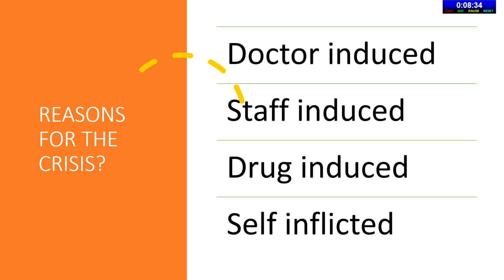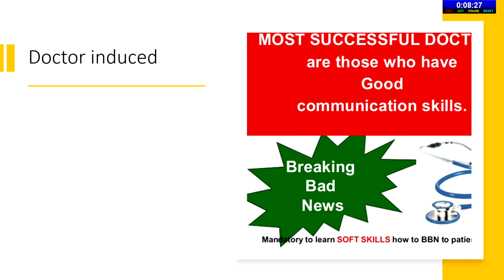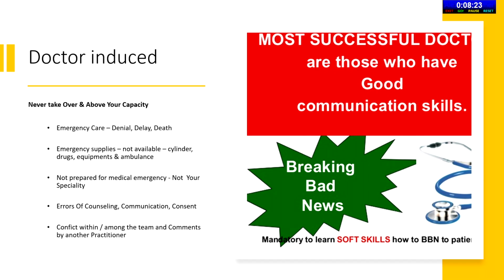It can go either way. And the reason for crisis basically is four: doctor-induced, staff-induced, drug-induced, or patient-inflicted. So doctor-induced, basically, we need to remember this. Never take over and above your capacity. And in emergency care, this always happens: denial, delay, and death.